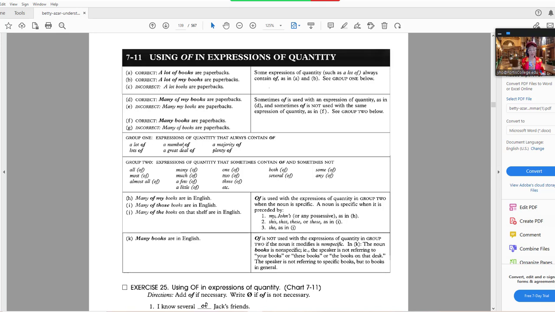So group 1, expressions of quantity that always contain of: a lot of, lots of, a number of, a great deal of, a majority of, plenty of. So these expressions always take of. These other expressions, sometimes you can use of, and sometimes you don't use of.